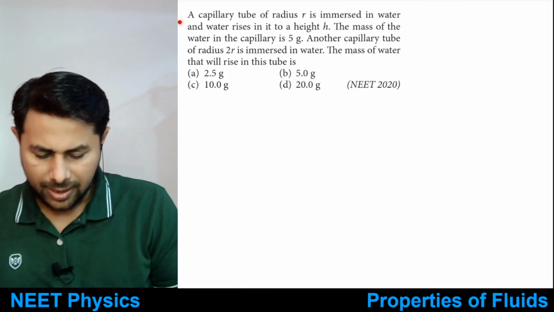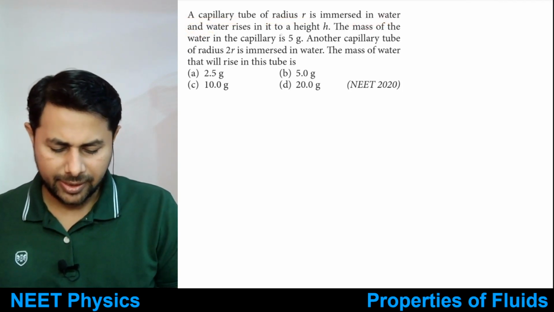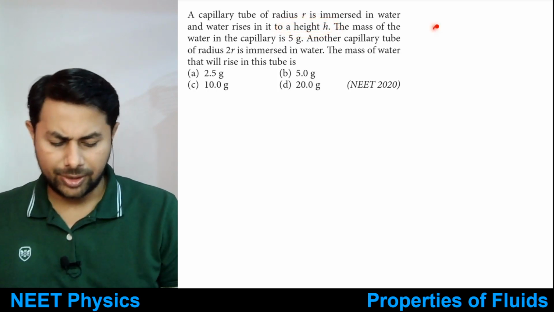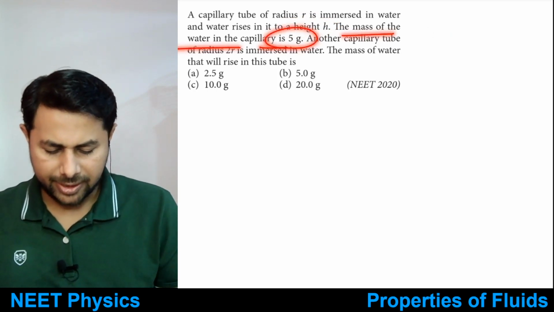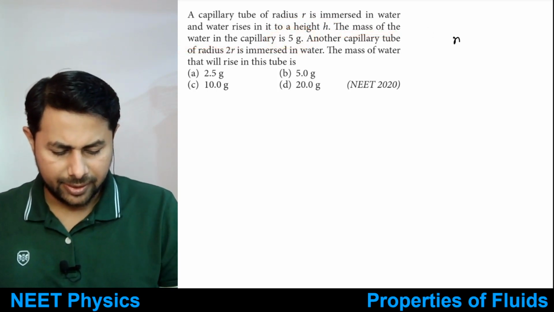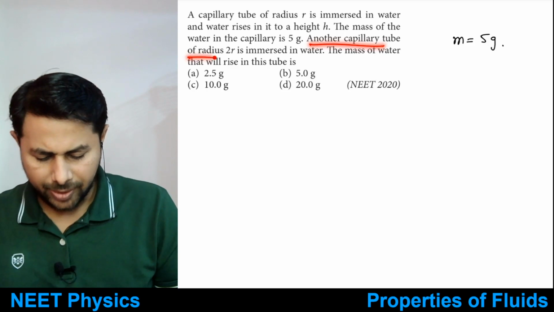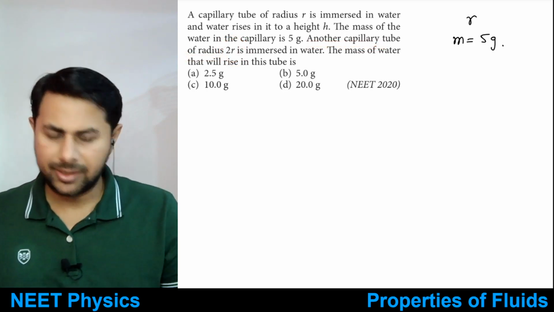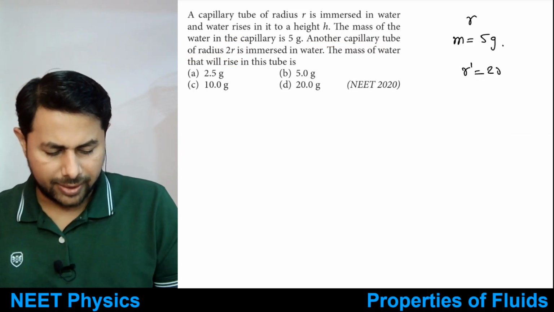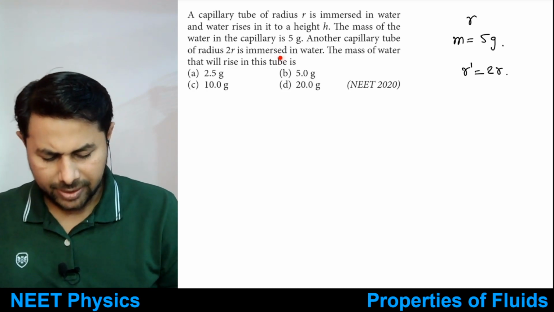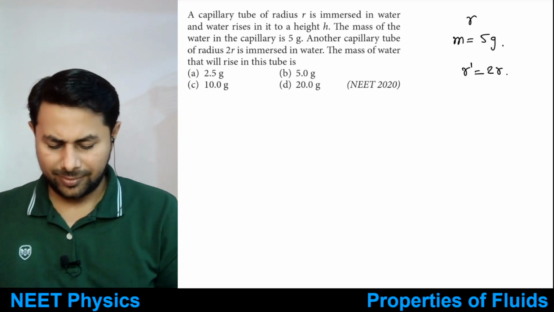So let's see this one. A capillary tube of radius small r is immersed in water and water rises in it to height h. Here small r itself is the radius of the capillary tube. The mass of the water in the capillary is 5 grams. Then another capillary tube of radius 2r. So the first has radius r, another one has radius r dash equals 2r. It is immersed in water. The mass of water that will rise in this tube is? So this is the question.